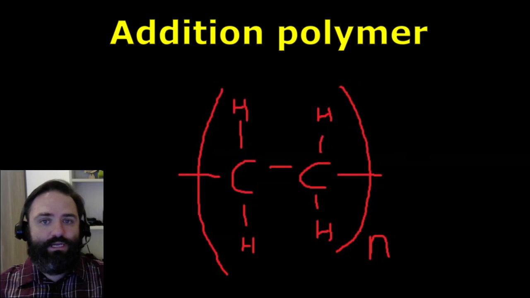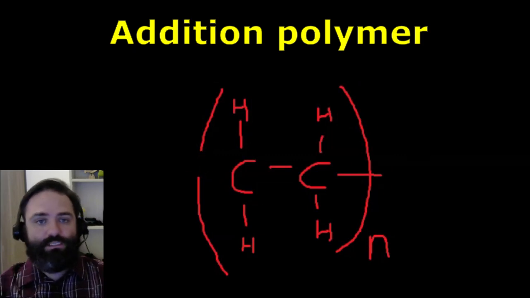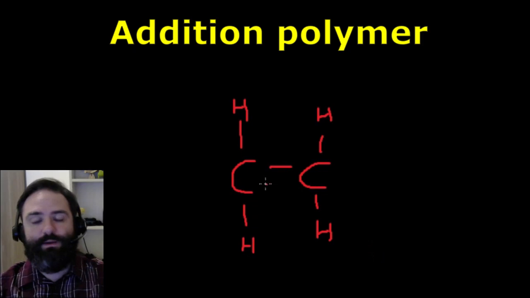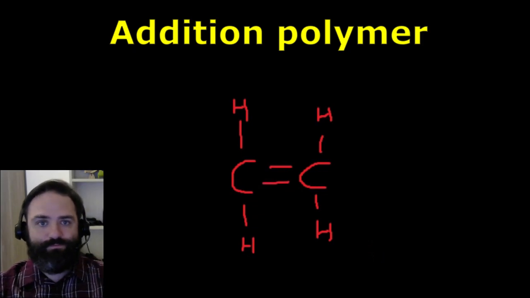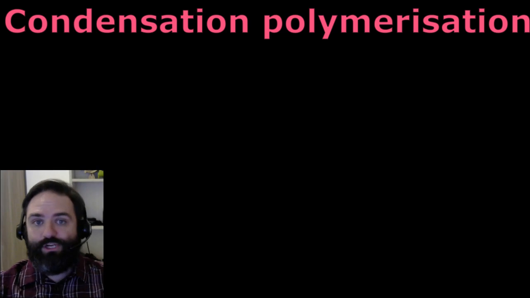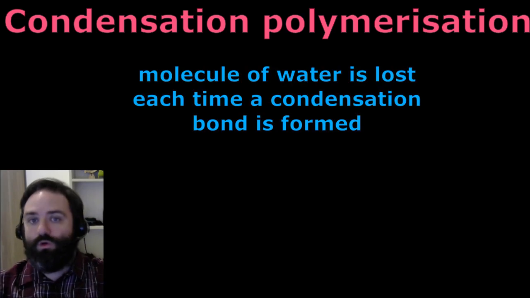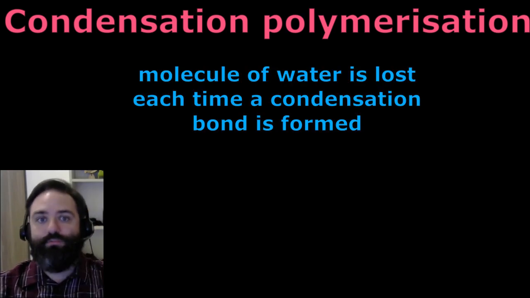To go the other way and turn the polymer back into the monomer, just do the opposite. Remove the brackets, remove the continuation bonds, and then draw in the double bond. You'd be expected to be able to do that both ways. The other way of making polymers is a process called condensation polymerization. This can be recognized because each time a condensation bond is formed, a molecule of water is produced. So there are two products.